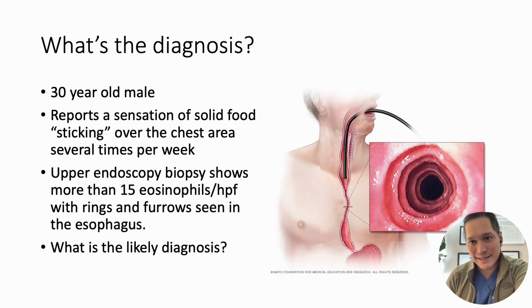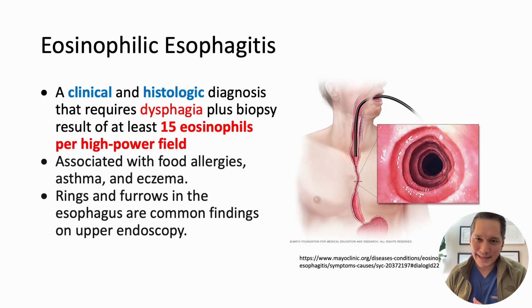So now let's discuss a case of a 30-year-old male who reports a sensation of solid food sticking over the chest area several times a week. An upper endoscopy was done, and a biopsy showed more than 15 eosinophils per high power field. What do you think is the likely diagnosis? So the likely diagnosis is eosinophilic esophagitis.